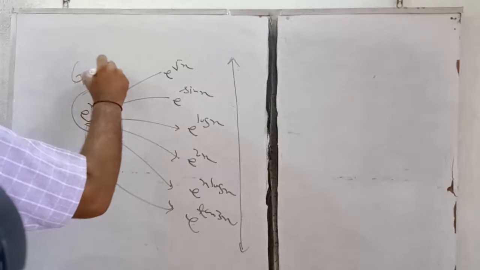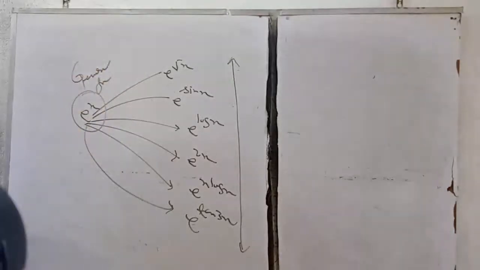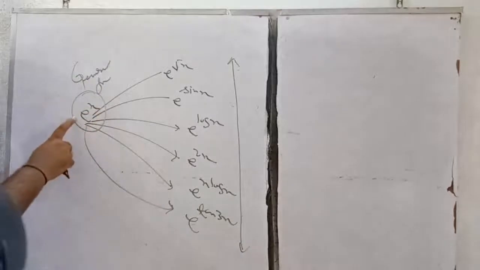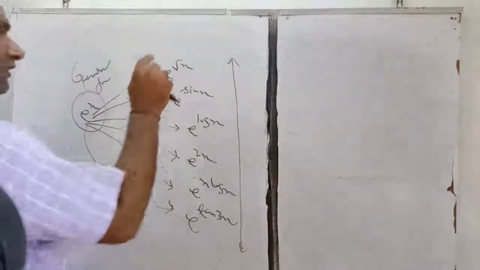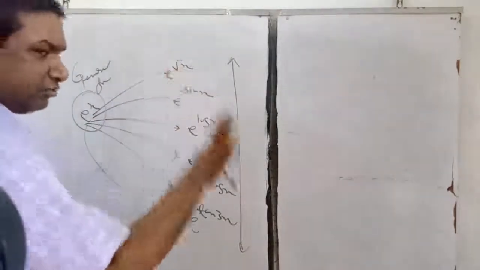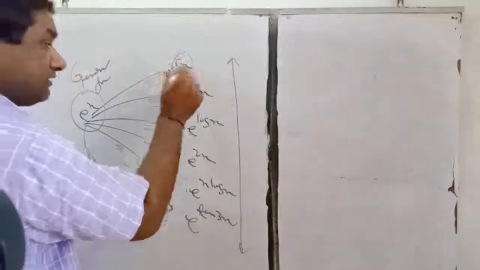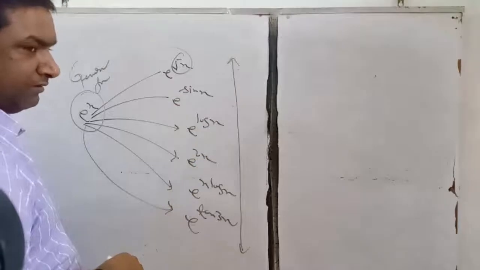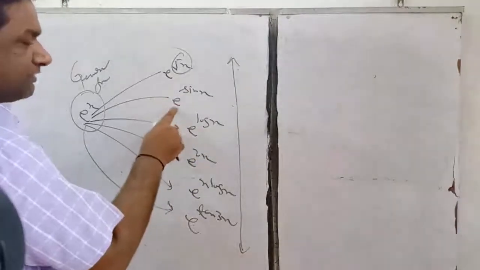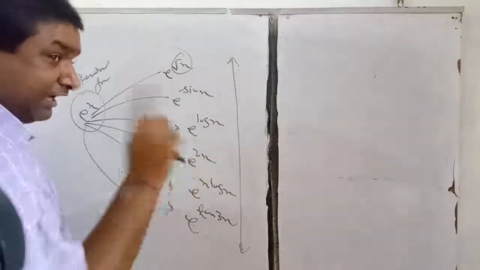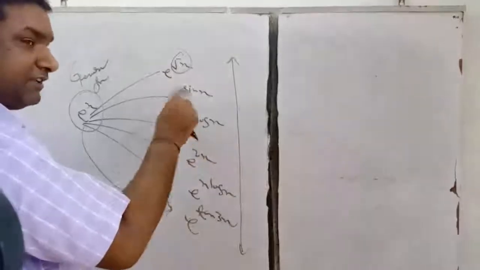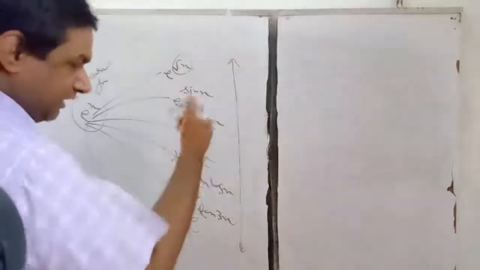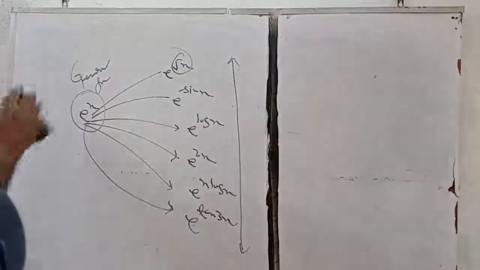This is the general function. So the basic thing is that the differentiation of e to the power x is e to the power x. Means differentiation of e to the power root x is e to the power root x, but what is the differentiation of root x? That must be multiplied. Like e to the power sin x: e to the power sin x into the differentiation of sin x, which is cos x. So its answer will be e to the power sin x into cos x. Likewise, we can proceed for the other functions also.